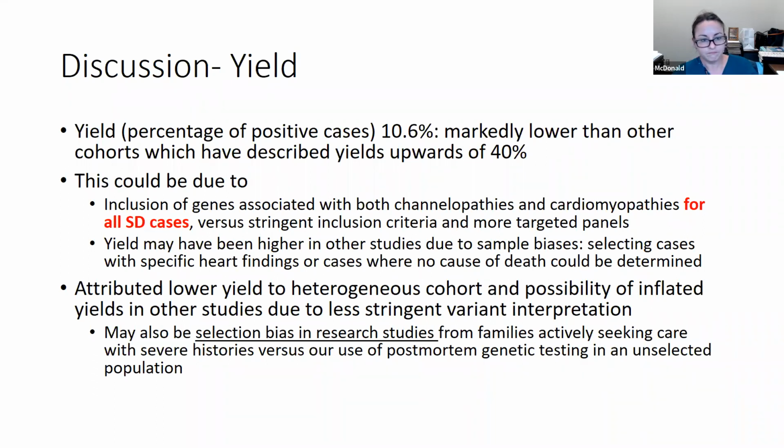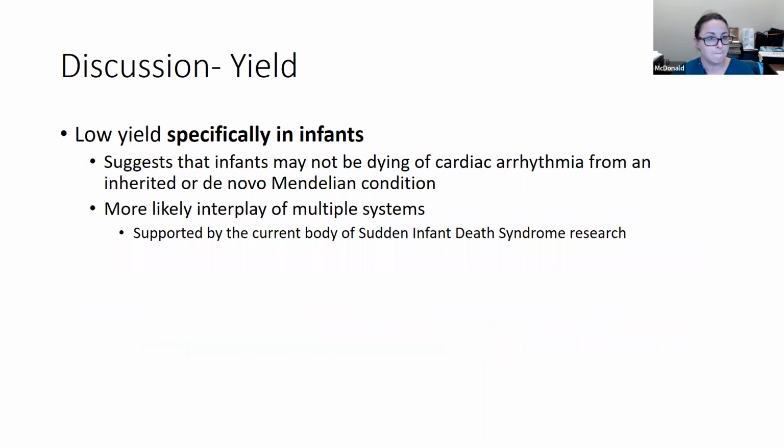And they also noted that in research cohorts, there can often be selection bias from families that are actively seeking care or have a significant history for a related disease process. The low yield specifically in infants was interesting. They hypothesized that this is because there are more likely multiple systems involved rather than just those related to cardiac issues.